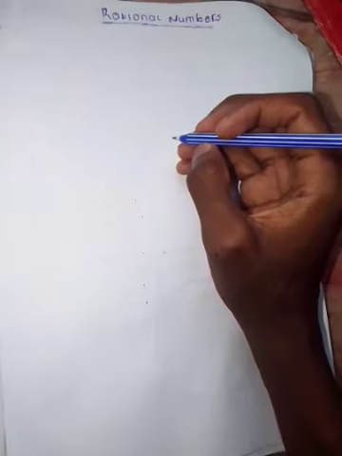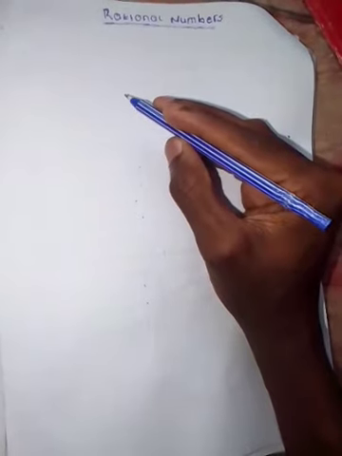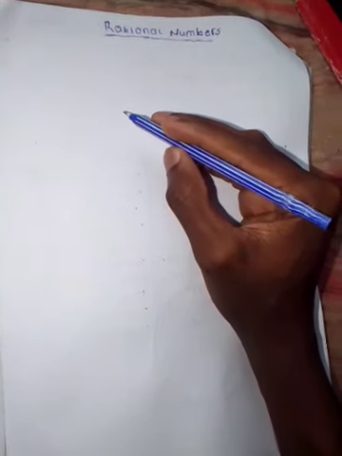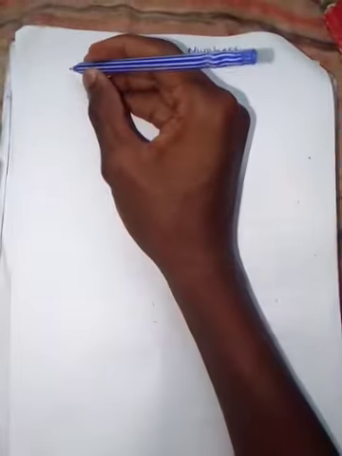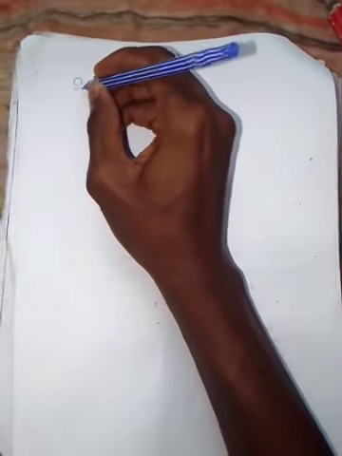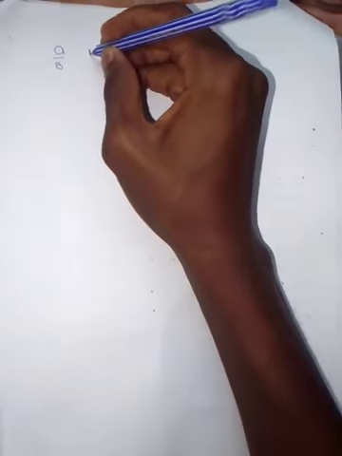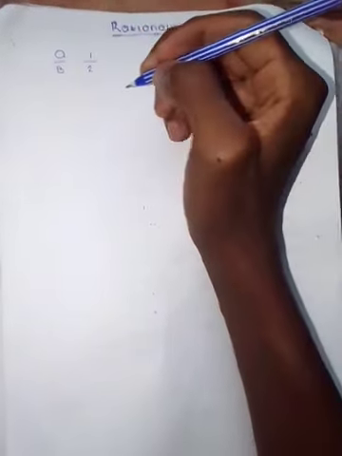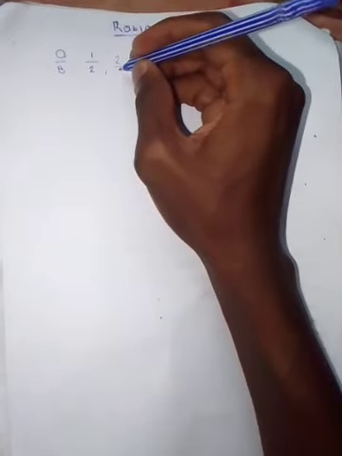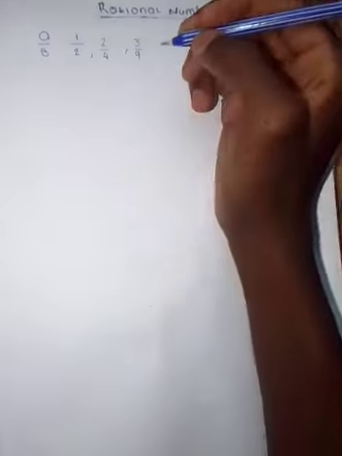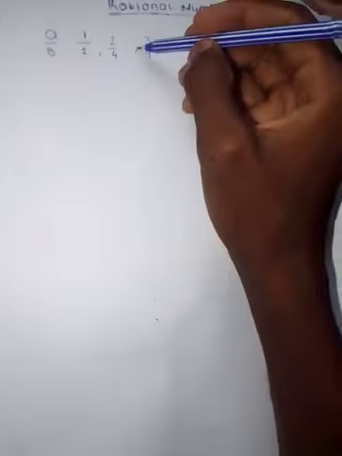Basically, rational numbers are numbers that can be expressed as fractions. Any number that can be expressed as a fraction is a rational number. As long as it can be expressed in this form, a over b, it is a rational number. For example, 1 over 2 is a rational number. 2 over 4 is a rational number. 3 over 9 is a rational number. So as long as it can be expressed in this format, it is a rational number.